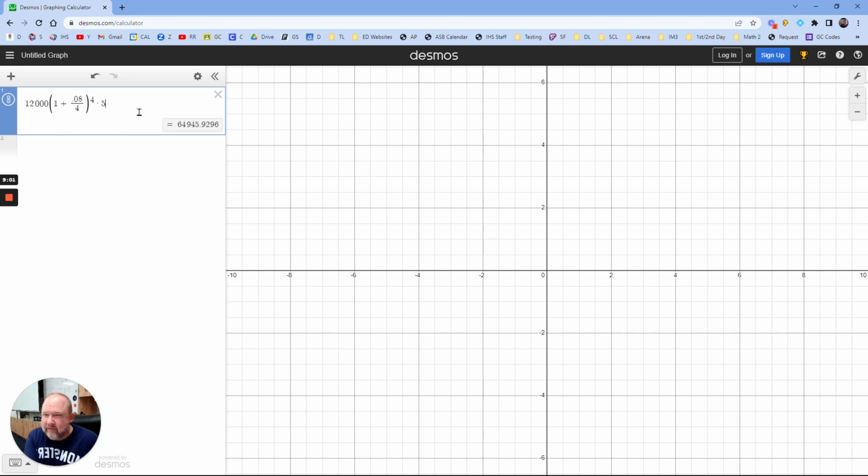See, if I do that, it's not going to stay in the exponent. So I have to use parentheses, and then you can go 4 times 5, or you can type in 20. So it's $17,831. All right, number 6.